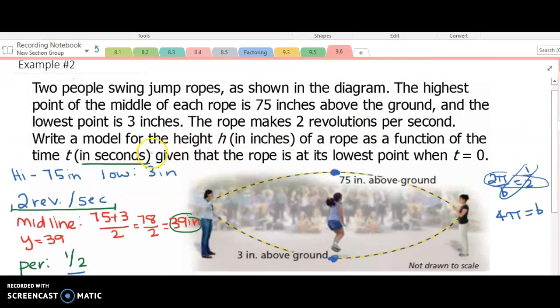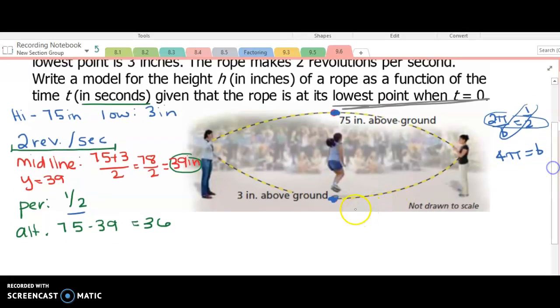Let me read this again. 2 people swing the rope. The highest point is 75 and the lowest point is 3. The rope makes 2 revolutions per second. Write a model for the height h of a rope as a function of t, given that the rope is at its lowest point, this is what I was looking for here, when t equals 0. So at t equals 0, we're at the very bottom.